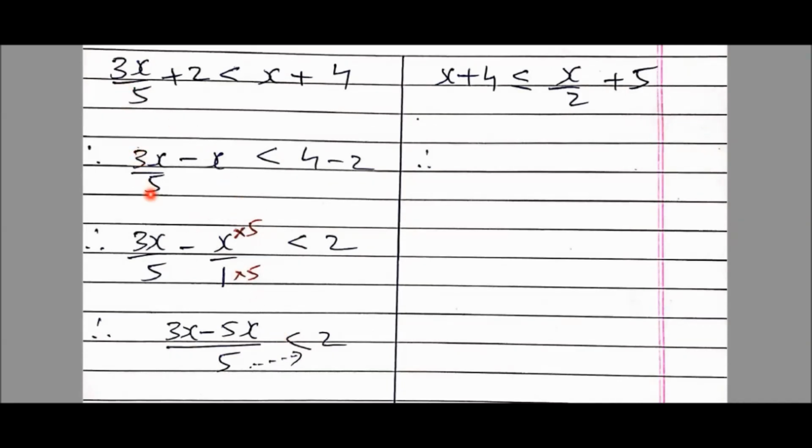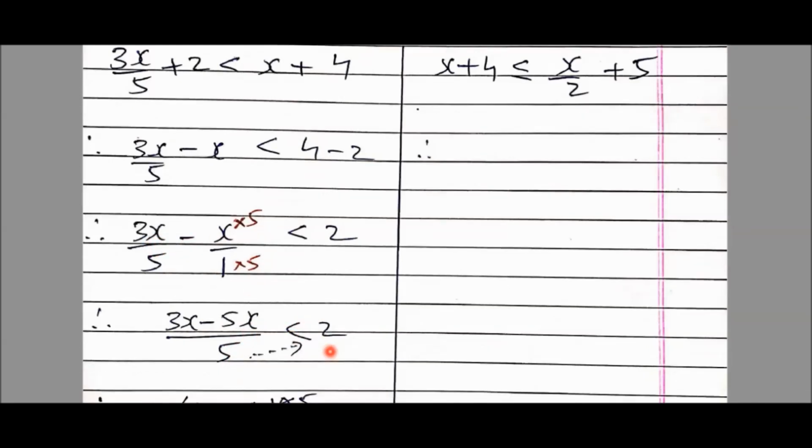3x upon 5 will be here as it is, x comes on the left hand side and becomes minus x, 2 comes on the right hand side and becomes minus 2. Once again, below x I have nothing, so it is 1. But I need 5 as a common denominator, so multiplying numerator with 5 and denominator with 5. And here, less than symbol, 4 minus 2 is 2. 5 into x is 5x, and the common denominator is 5. So 3x minus 5x less than 2.